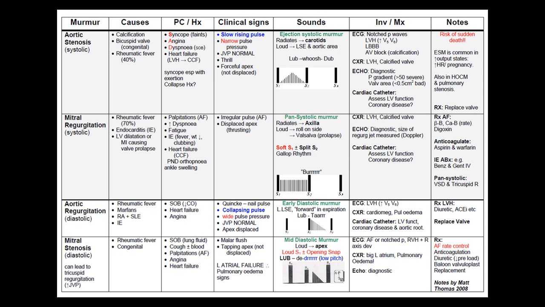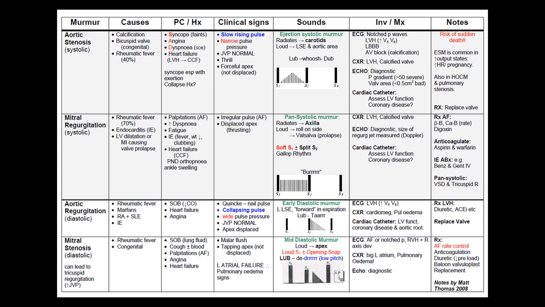Now, the first diastolic murmur we're going to talk about is aortic regurgitation, and that's a diastolic murmur caused by rheumatic fever, Marfan syndrome, rheumatoid arthritis, and systemic lupus erythematosus. It can also be caused by infective endocarditis, and this is an incompetent floppy valve, floppy aorta, allowing the blood that would normally be trapped whenever the aorta closes to fall back down into the heart.